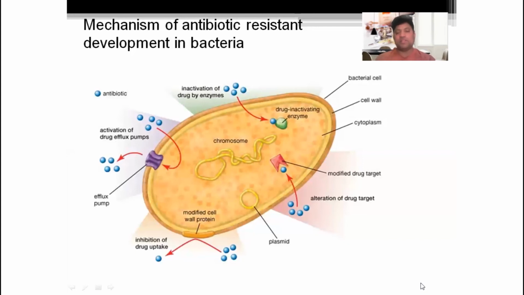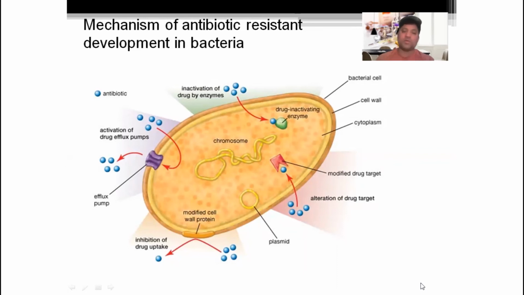The second mechanism by which the resistance is produced in the bacteria is the alteration of the drug target, modification of the drug target. All antibiotics have their particular targets on the bacterial part, bacterial segments or the bacterial body. So some of the antibiotics attack the cell wall. Some of the antibiotics attack the cell membrane. Then some of the antibiotics attack the proteins of the bacteria. It may be the ribosome, maybe the nucleotide, maybe the chromosome, maybe the RNA. So different antibiotics have different targets where they attach and they kill the microorganism or the bacteria.